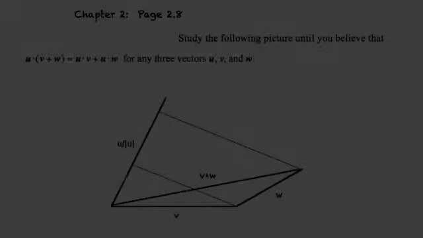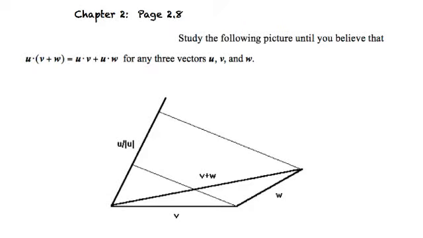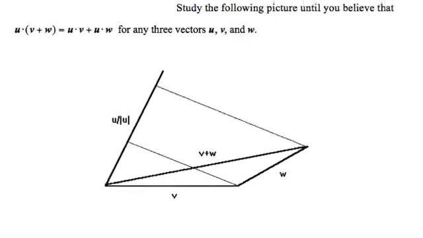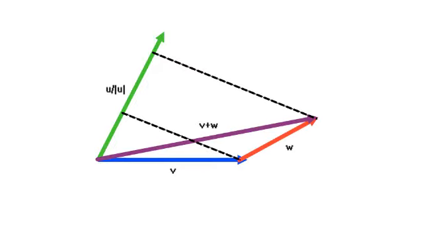The other thing that I wanted to discuss, or to clarify for this chapter, was this particular figure and the statement that went along with it. Study the following picture until you believe that the dot product is distributive for three vectors u, v, and w. I just don't think that this is a terribly clear picture, so I wanted to try and clear it up for you just a little bit. So I took the liberty of adding some color and some arrows to hopefully at least start us off in the right direction. So let's take a look at this picture.